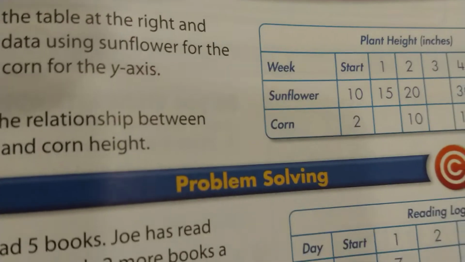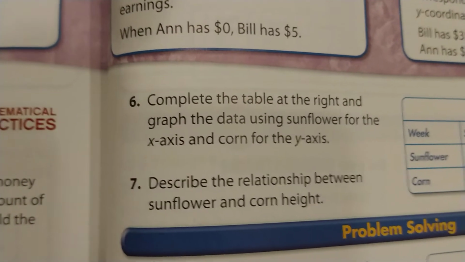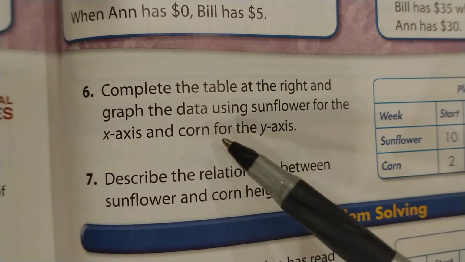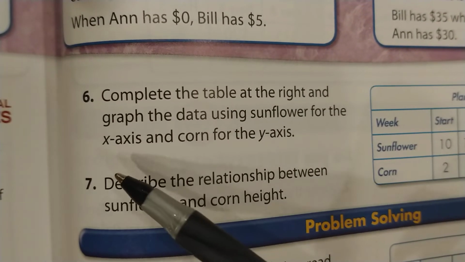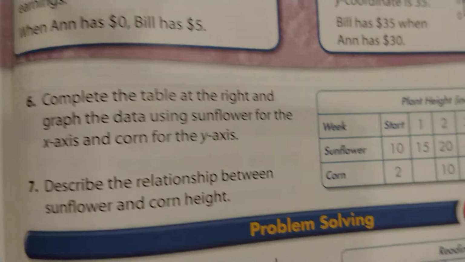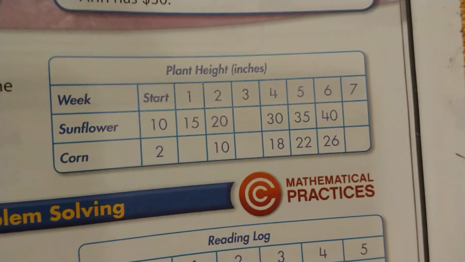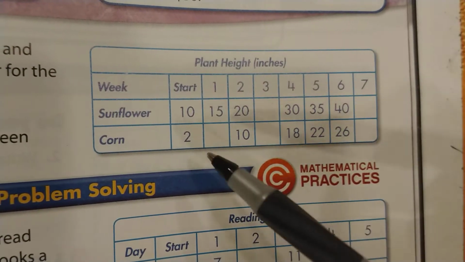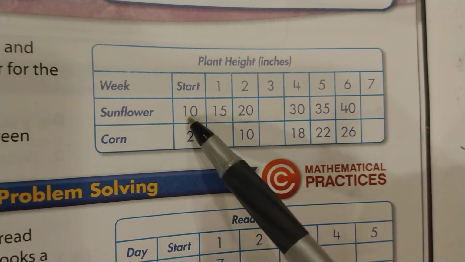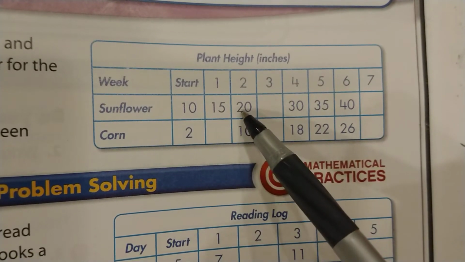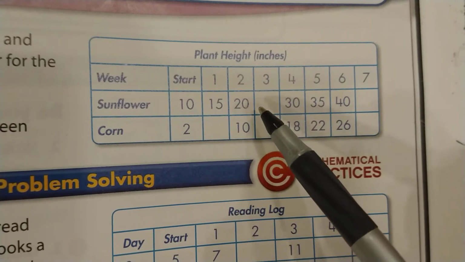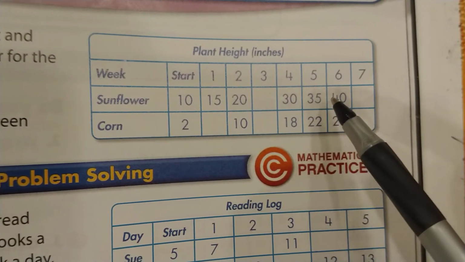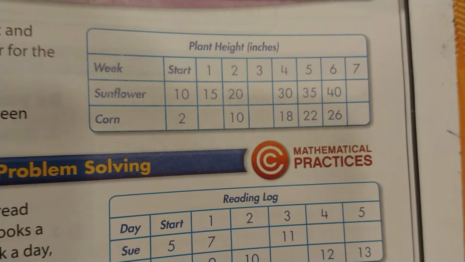So let's do one where it's more fill in the blank instead of them outright giving us the answer. Complete the table at the right and graph the data using sunflower for the x-axis and corn for the y-axis. Okay, so here is our plan. Here's our chart. They filled in some of it. Well, the sunflower is pretty easy. It starts at 10, goes to 15, goes to 20. Hey, those are counting by 5. So 20 plus 5 is 25. 25 plus 5 is 30. 35, 40, 45. That checks out.